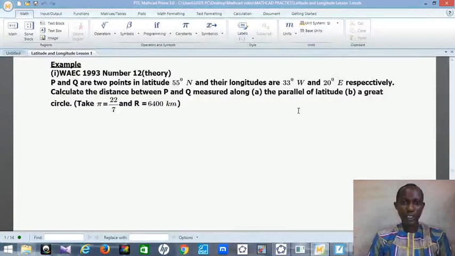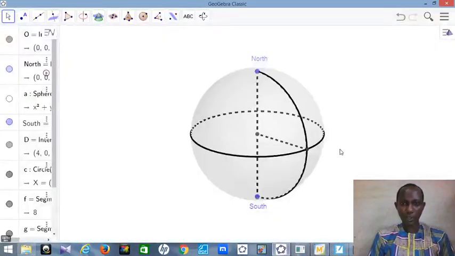But this question is a good one because in the second part, they ask us to calculate the distance along a great circle. It's a kind of confusing part of the question. Sometimes in some exam questions, they will tell you to find the shortest route between 2 points. So another way to tell you to find the distance along a great circle is to ask you to calculate the shortest route. I will explain everything in this example as we move on. So let's see this demonstration first before we go straight to the solution.